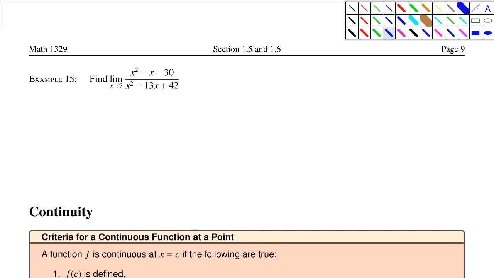Example number 15. Find the limit as x goes to 7 of x squared minus x minus 30 over x squared minus 13x plus 42. So the first thing I would probably do here is see if I can simplify the function.